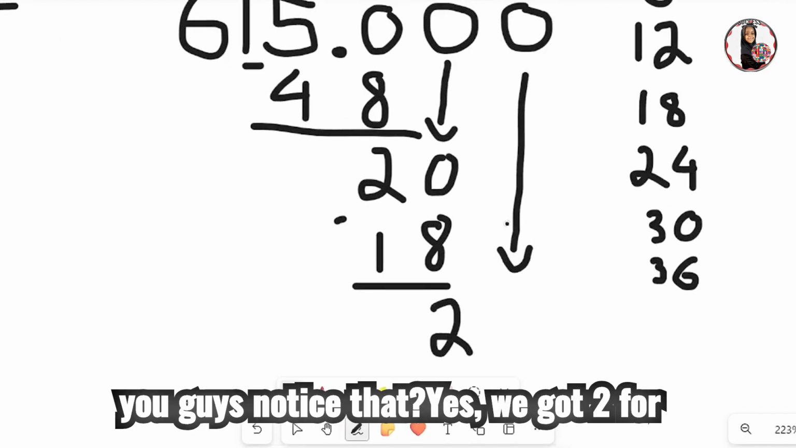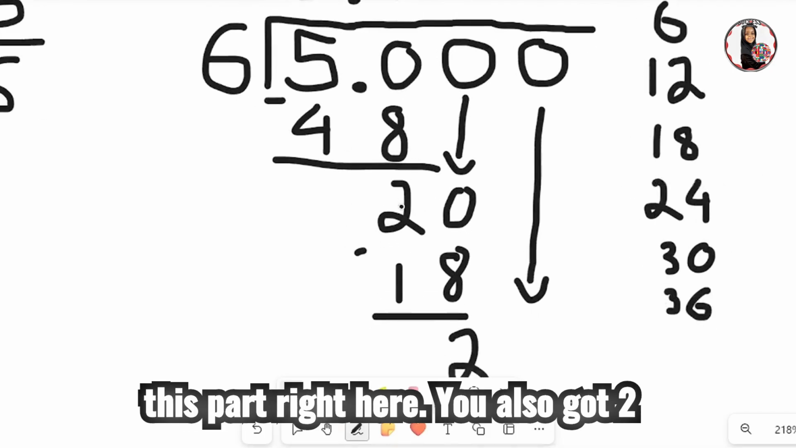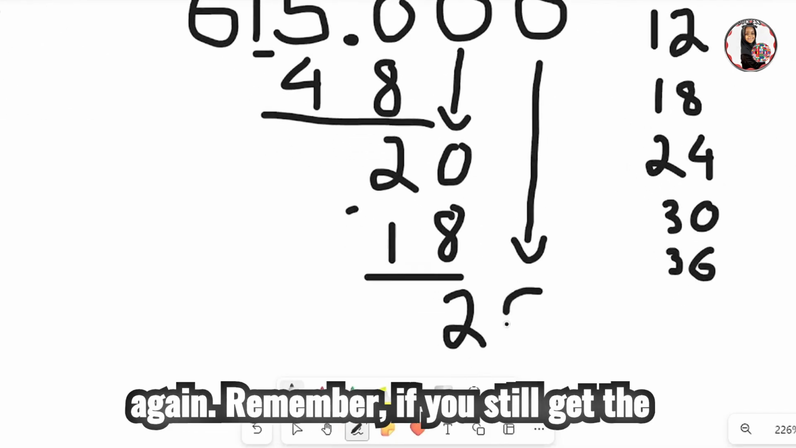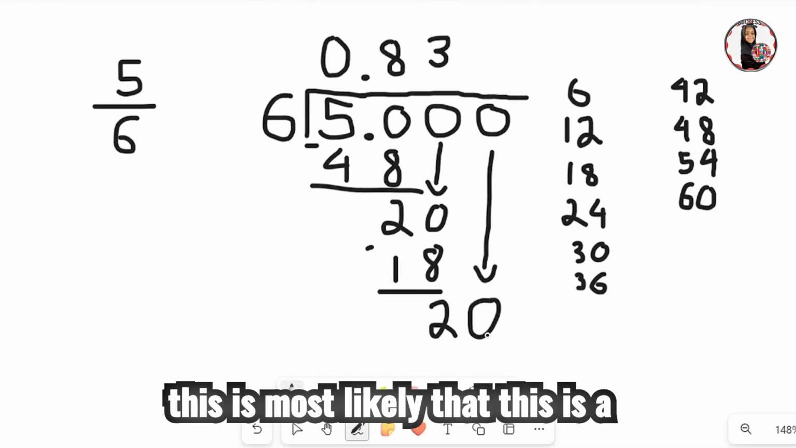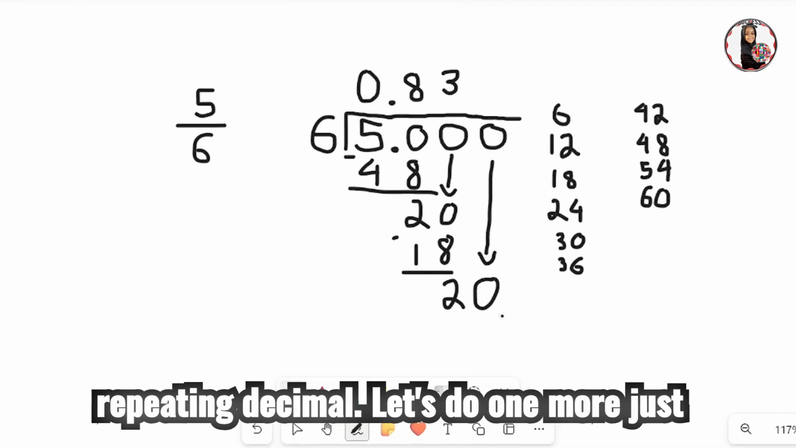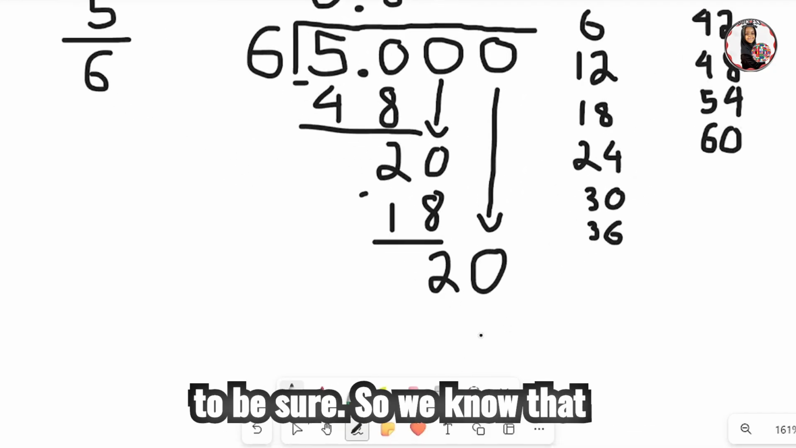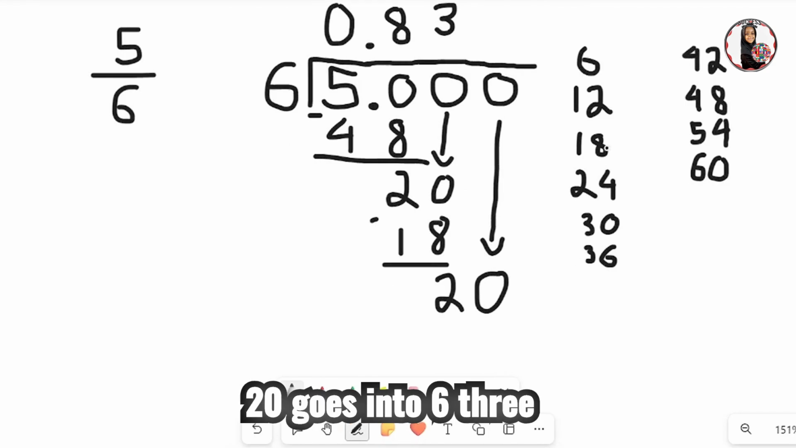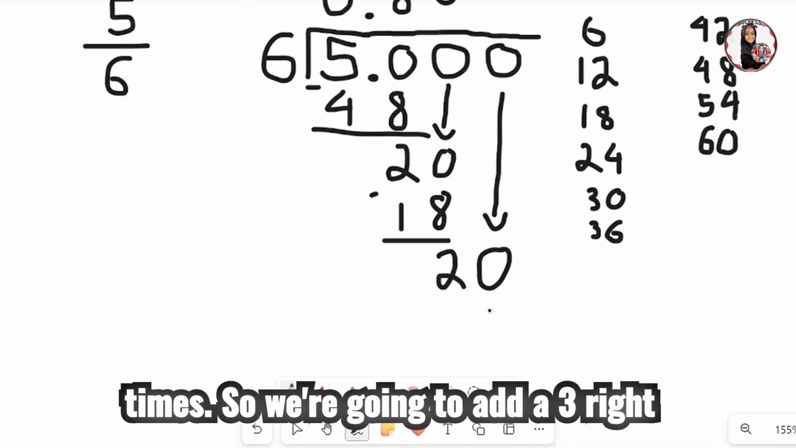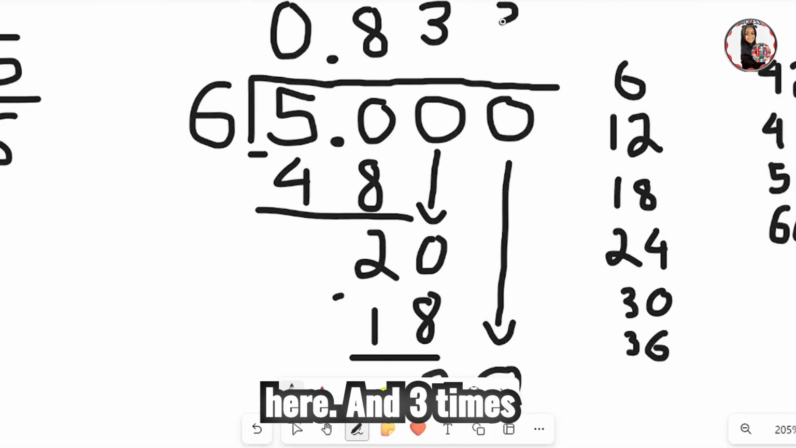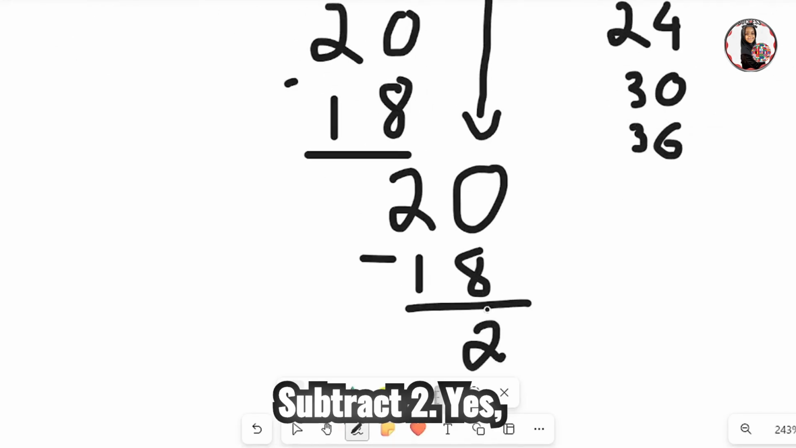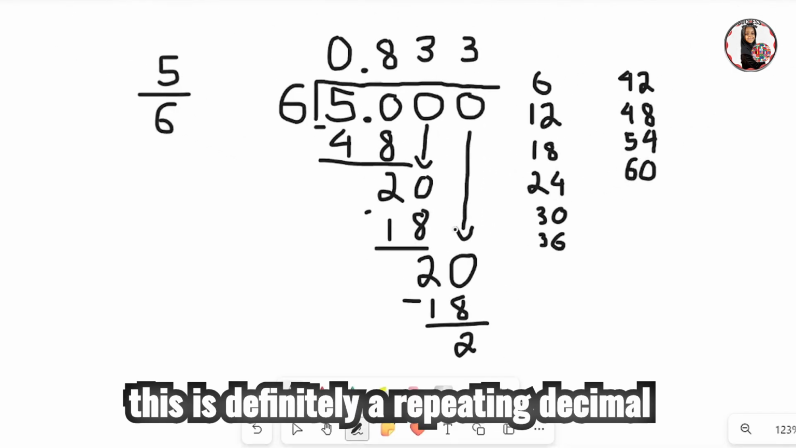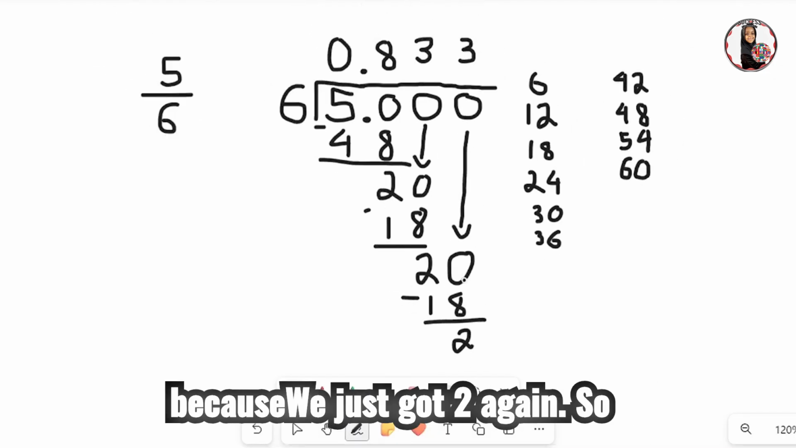Did you guys notice that? Yes, we got 2 for this part right here, and we also got 2 again. Remember, if you still get the same number as you did last time, this is most likely a repeating decimal. Let's do one more just to be sure. 20 goes into 6 3 times, so we're going to add a 3 right here. And 3 times 6 is 18. Subtract: 2. Yes, this is definitely a repeating decimal because we just got 2 again.